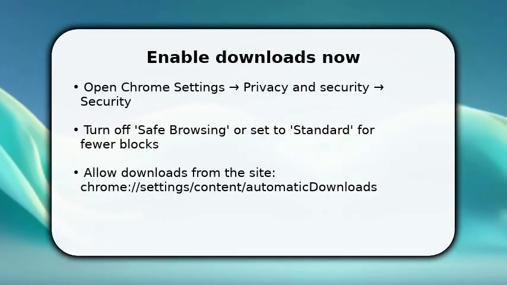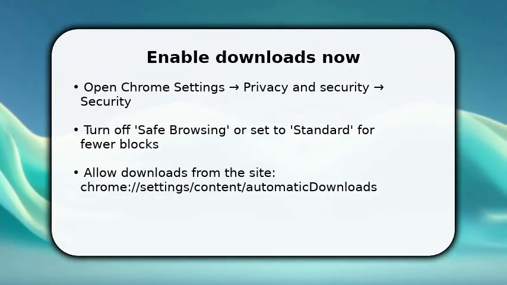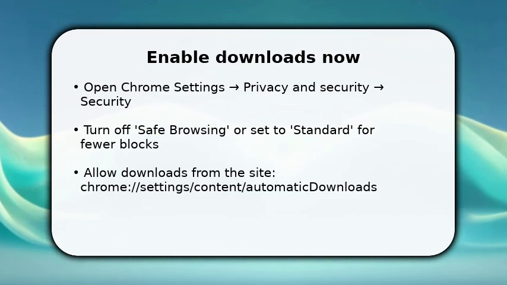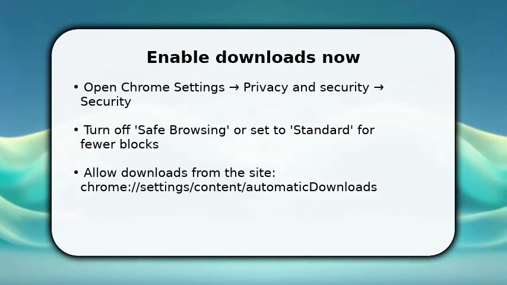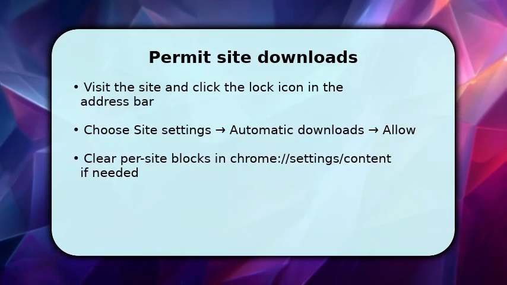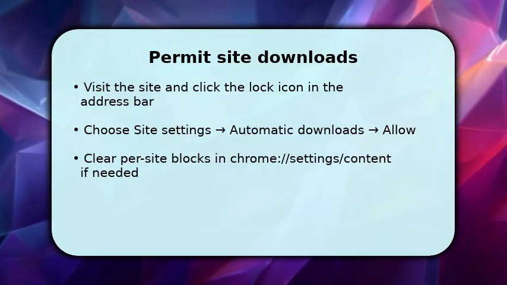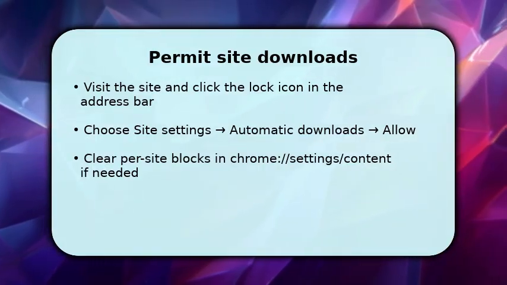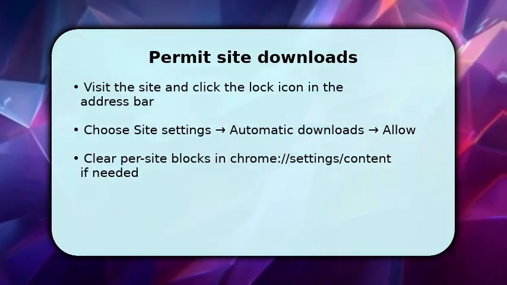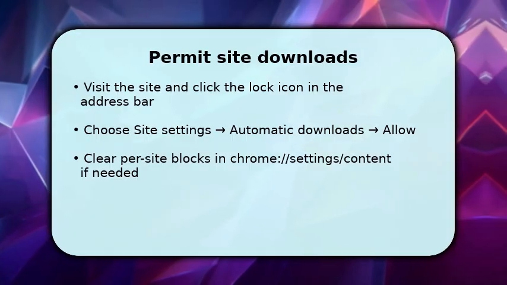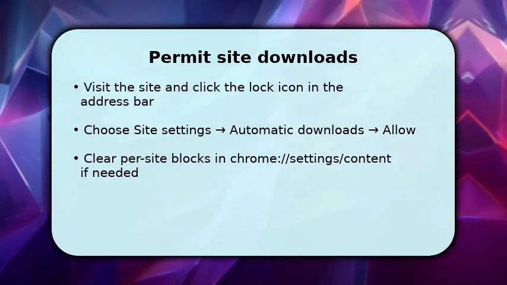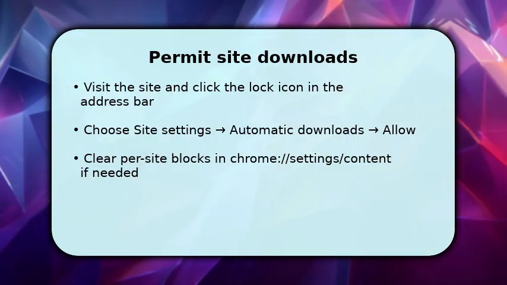You're reducing overzealous scanning while keeping common protections active, which balances safety versus preventing legitimate downloads. Next, focus on the site-level controls so Chrome treats this domain as trusted. You go to the site, click the lock icon, then open Site Settings and change Automatic Downloads to Allow. This directly overrides global blocks for that origin.